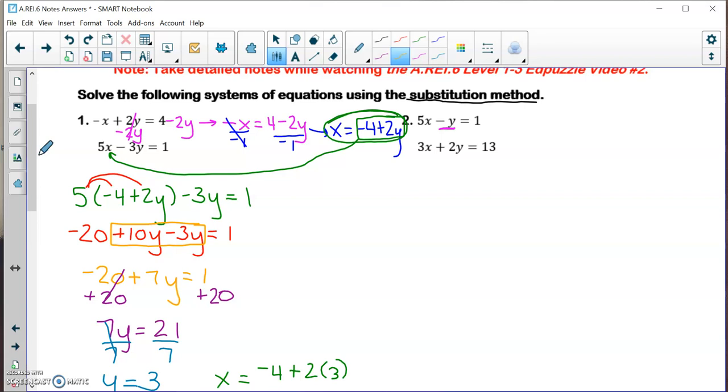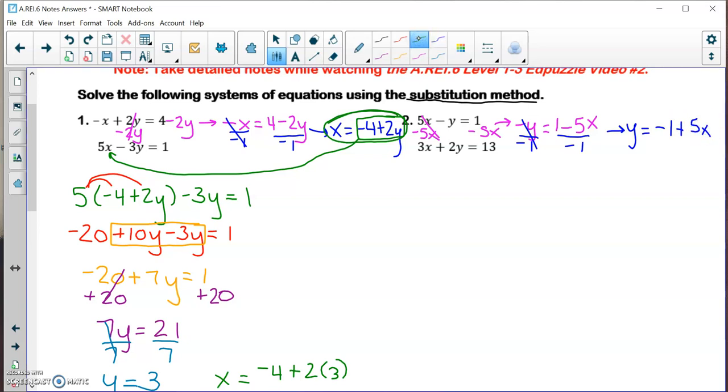All right, moving on to number 2. Again, step 1 is to isolate one variable in one of your equations. And remember, the y variable in my top equation was probably the easiest to isolate in number 2. So let's start doing that. I'm going to subtract 5x from both sides. I wind up with negative y is equal to 1 minus 5x. And now I'm going to divide by negative 1 on both sides. I get y is equal to negative 1 plus 5x.